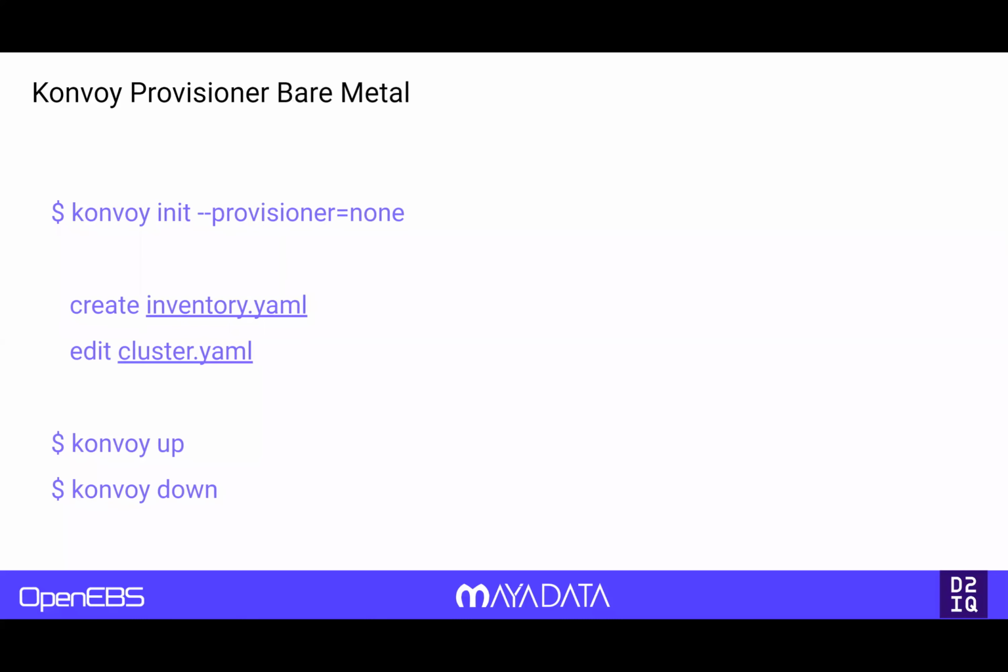Next slide. Besides cloud providers, we also support bare metal. So you can also do a Convoy init with the provisioner option set to none. In this case, the cluster YAML file only contains the Kubernetes configuration part. What you have to do in addition is author an inventory YAML file, which is basically an Ansible inventory file, specifying the IP addresses of your nodes. Once you have the two files, again, it's just Convoy up to spin up your cluster.